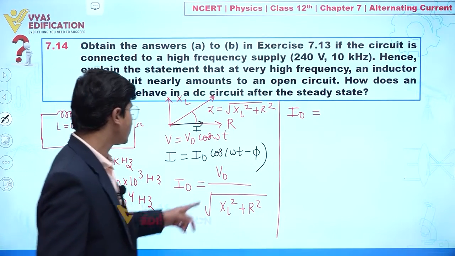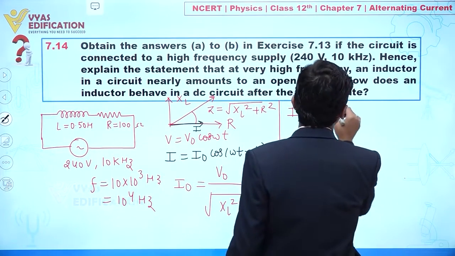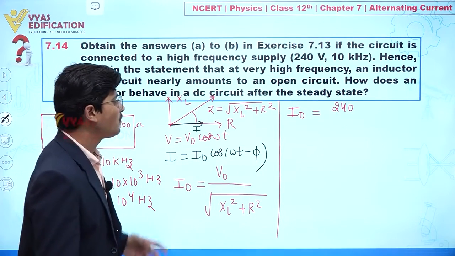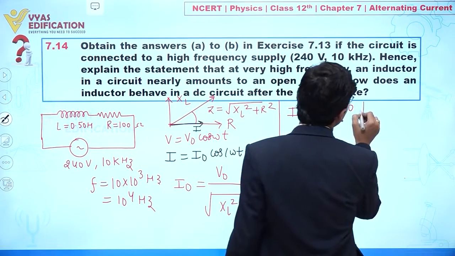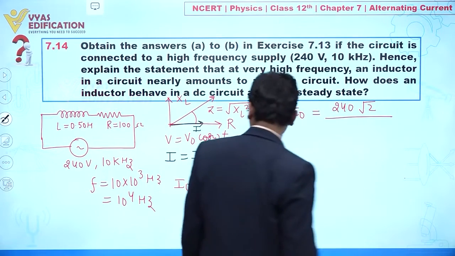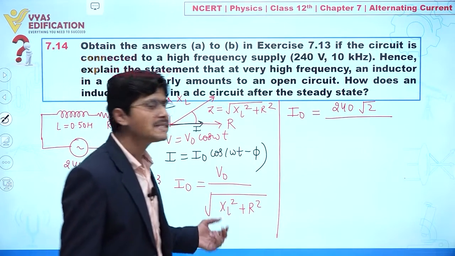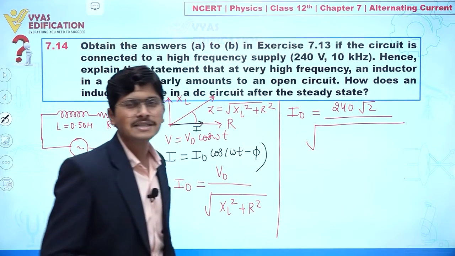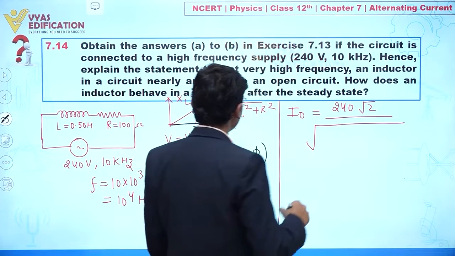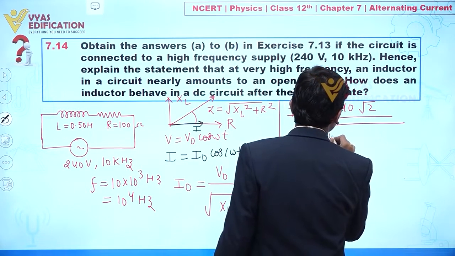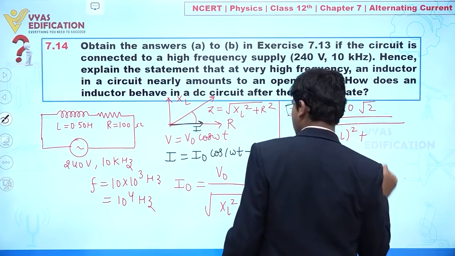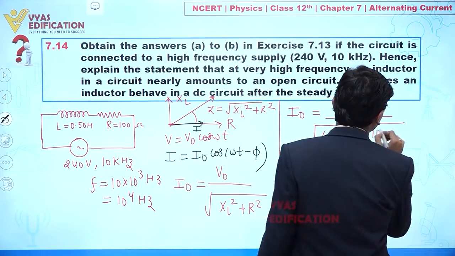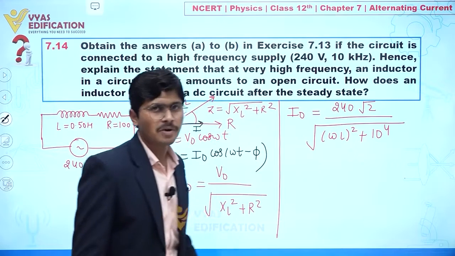Value of I naught is equal to V naught divided by the impedance. V naught is 240, and 240 is V RMS, so I multiply it by root 2, divided by the square root of XL square plus R square. XL is equal to omega L, so it is root of (omega L) whole square plus R square. The value of R we have is 100, so R square is 10 to the power 4.